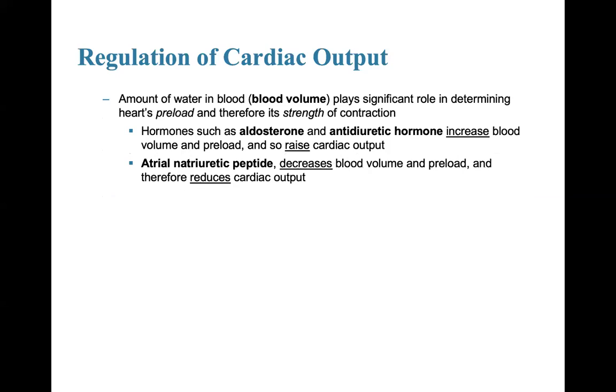The amount of water in the blood, your blood volume, plays a significant role in determining the heart's preload and therefore the strength of its contraction. Hormones such as aldosterone and ADH increase blood volume and therefore preload, and so raise the cardiac output. ANP decreases blood volume and preload, and therefore reduces the cardiac output.